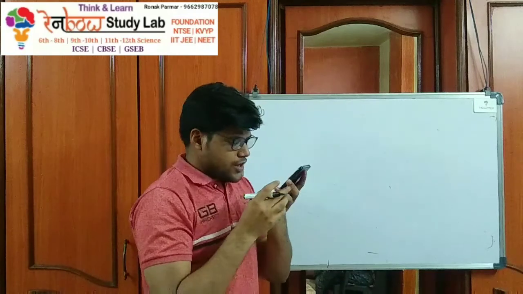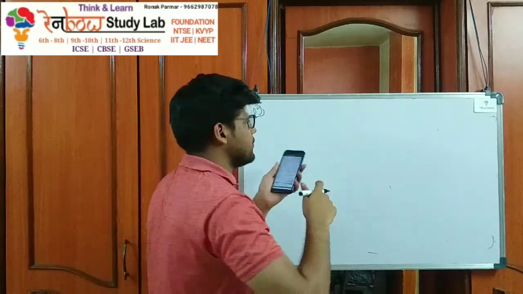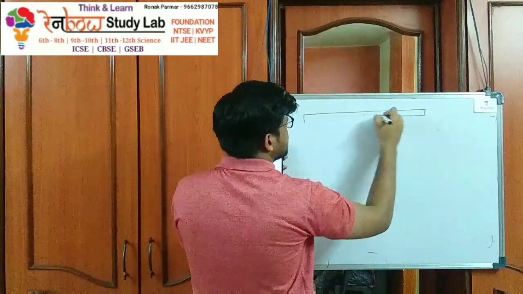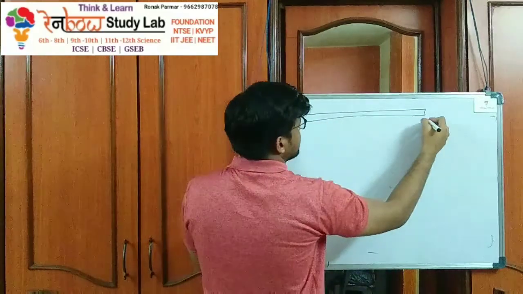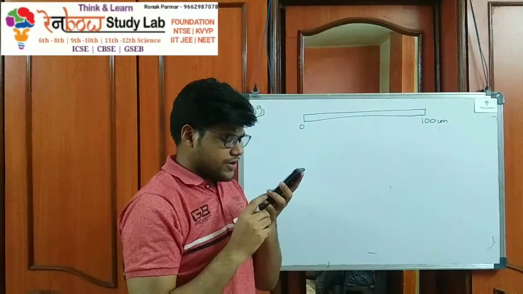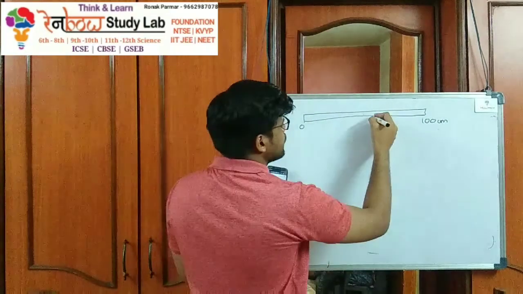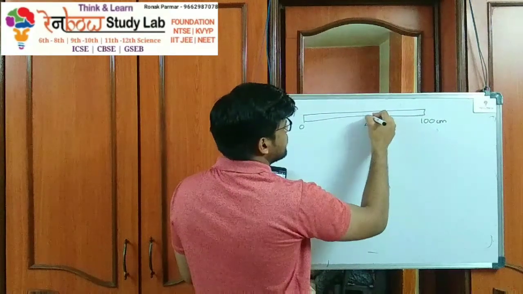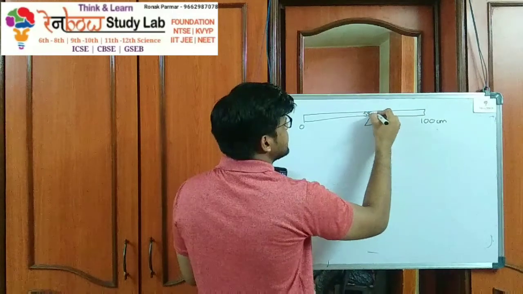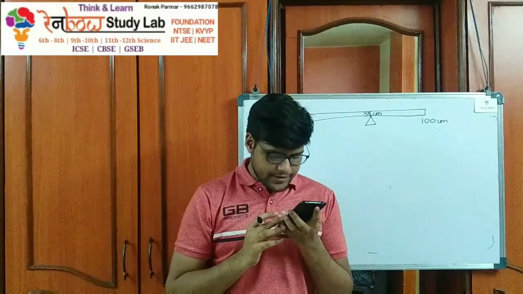Question number 9. A uniform meter rule balances horizontally on a knife. So again, uniform meter rule, 100 centimeter is total length, is resting on a knife edge placed at 58 centimeter mark. So you are balancing it at 58 centimeter. Using a knife, it is balanced at 58 centimeter.